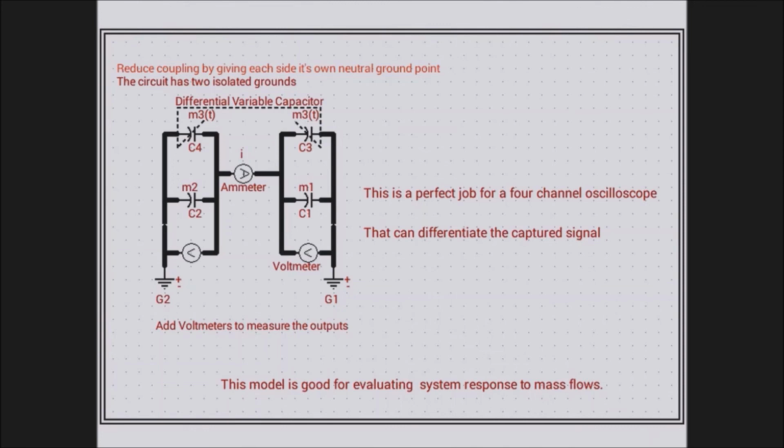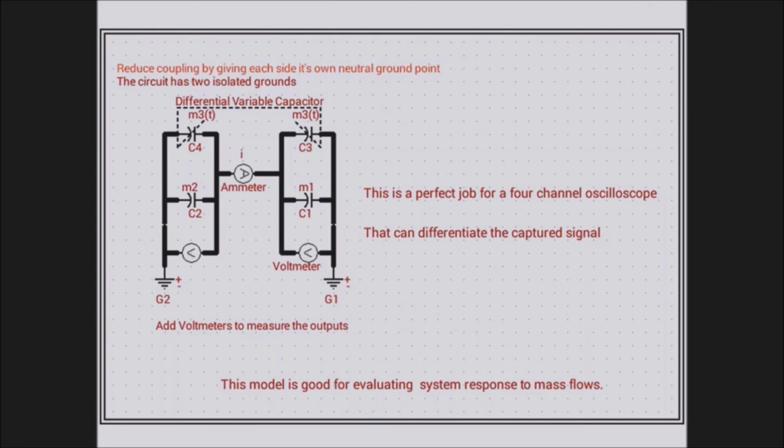And if you're using an oscilloscope, it will record this in the time domain, and you'll get waveforms that you can analyze. So a 4-channel oscilloscope would be the perfect device, or if you have a 2-channel oscilloscope, you can use it to measure one voltage and the current, or both voltages, and use another ammeter to measure the current. But the important thing we have done here is decouple these blocks by giving them each their own neutral ground connection.